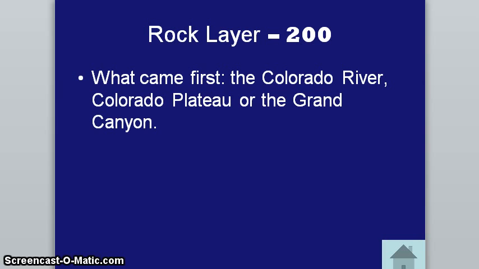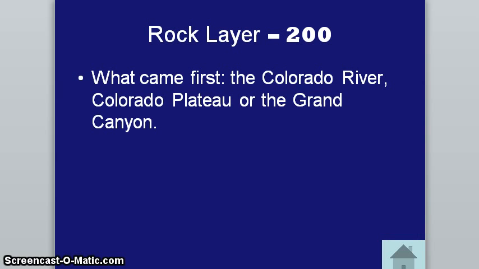What came first, the Colorado River, the Colorado Plateau, or the Grand Canyon? For this one, we'd have to say that the plateau came first. The river then started to cut through the plateau, and that would have then formed our Grand Canyon, which would have come last.